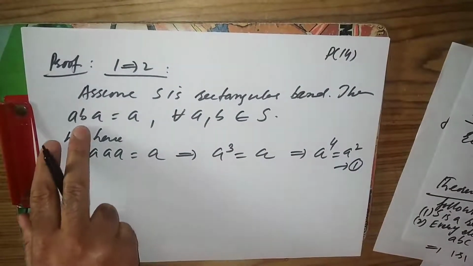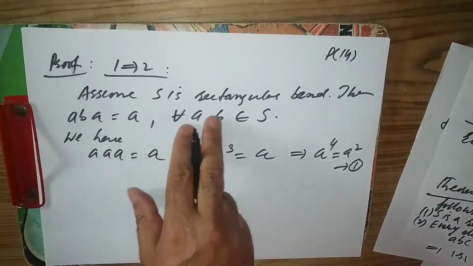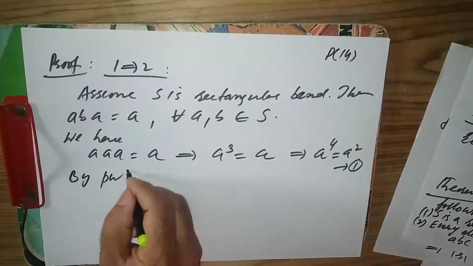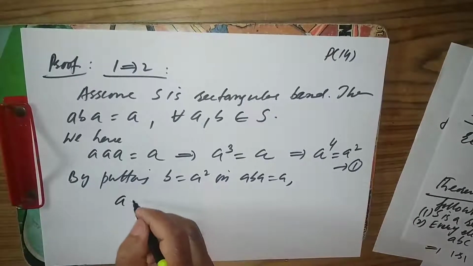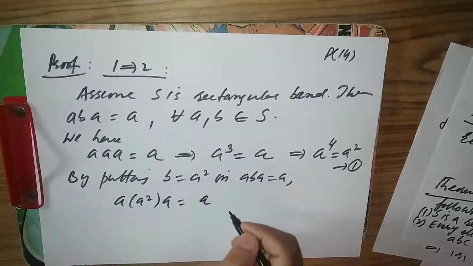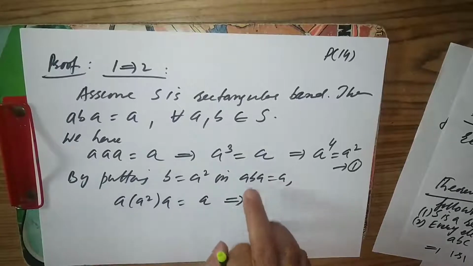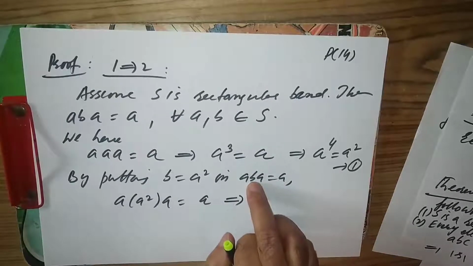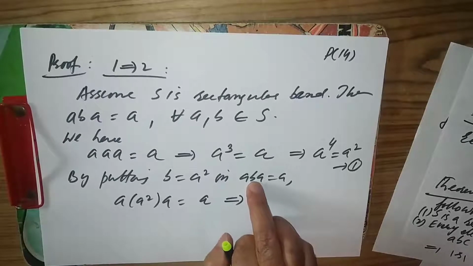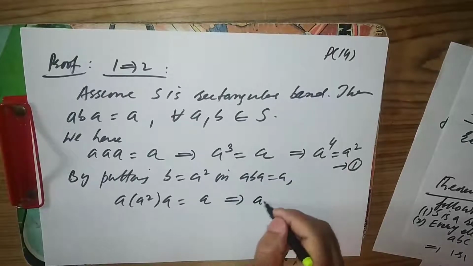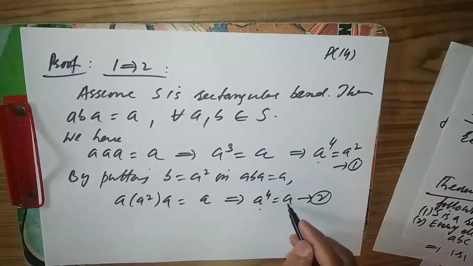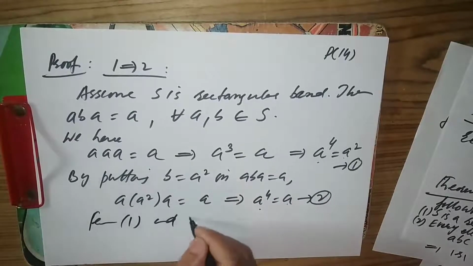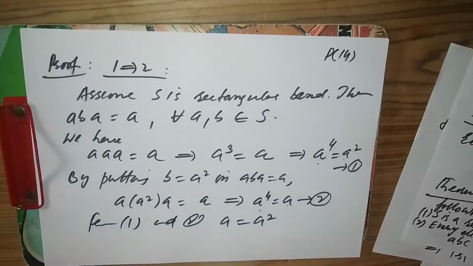Now if I replace B by A square, because it is true for all A, B in S, by putting B equal to A square in this identity ABA is equal to A, we see that A square A is equal to A. So that means A power 4 is equal to A, name it second. From first and second, because here A power 4 is equal to A square, and here A power 4 is equal to A, A is equal to A square. So therefore every element of a semigroup S is an idempotent.